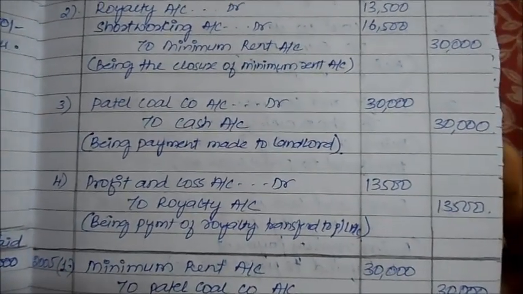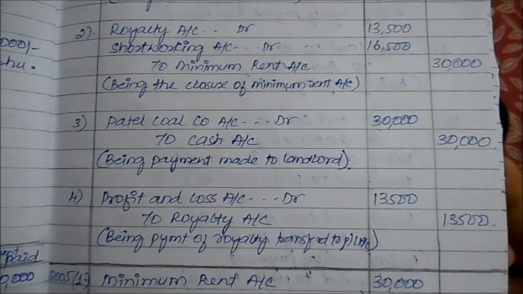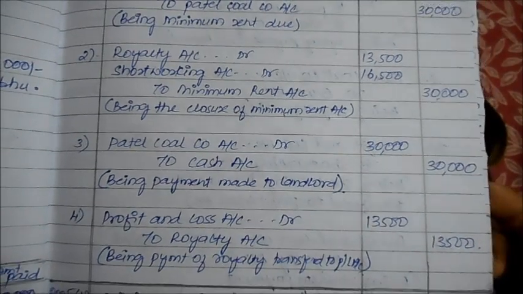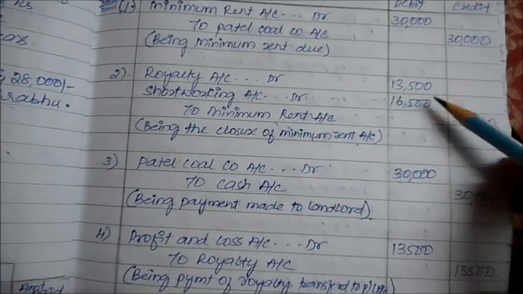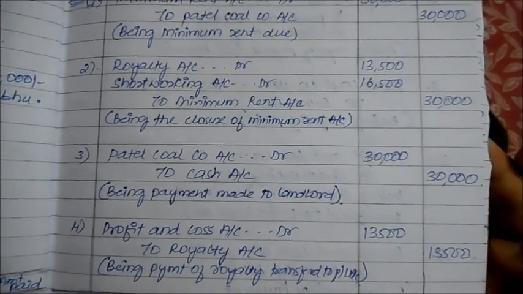Last one is how much amount of royalty. If you want to close the books of account, you will have to transfer this to P&L account. So it is profit and loss account debit to royalty, the actual amount of royalty that is paid, keeping aside your short working. Okay, this is how exactly it is to be written.